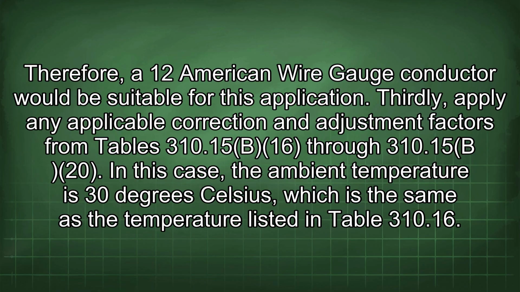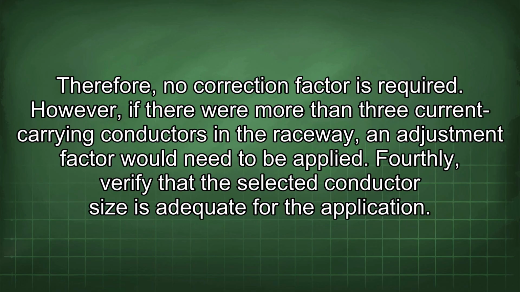310.15(B)(16) through 310.15(B)(20). In this case, the ambient temperature is 30 degrees Celsius, which is the same as the temperature listed in Table 310.16. Therefore, no correction factor is required. However, if there were more than 3 current-carrying conductors in the raceway, an adjustment factor would need to be applied.